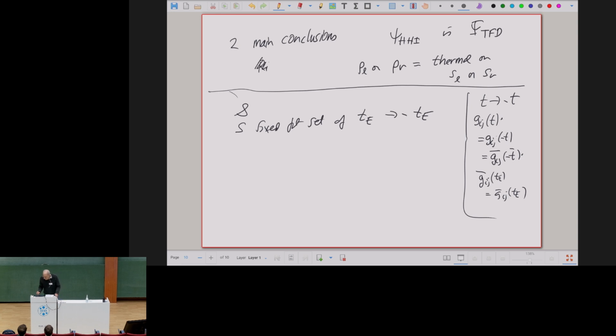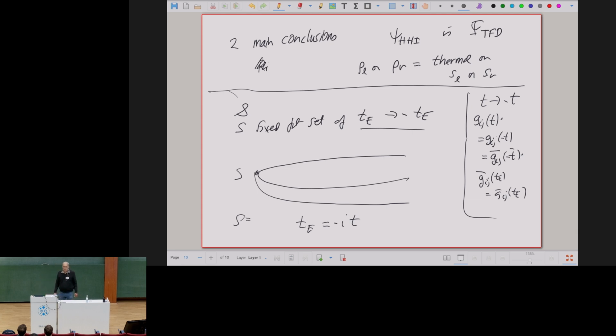So our surface S was defined as the fixed point set of this symmetry. So if I transform TE back to I times T, I think I usually have a minus sign here, then automatically S will be real in Lorentz signature. But now we're going to run into something which is a most remarkable phenomenon.